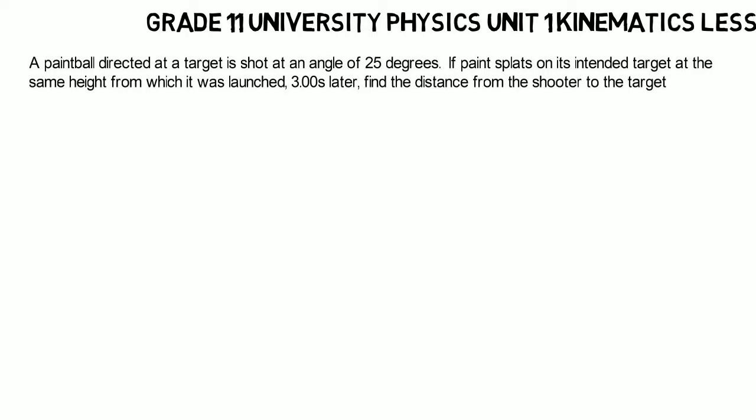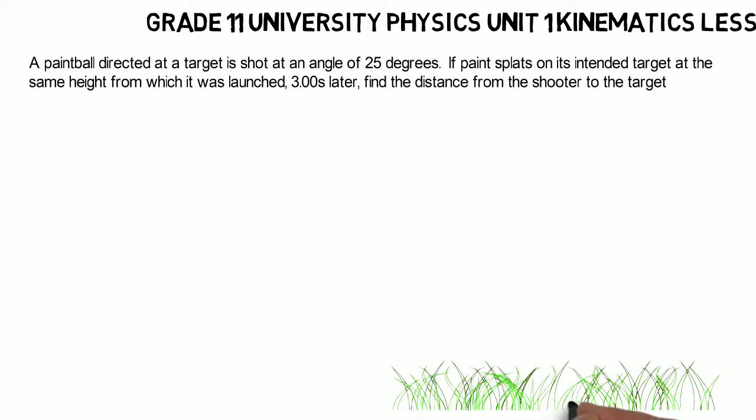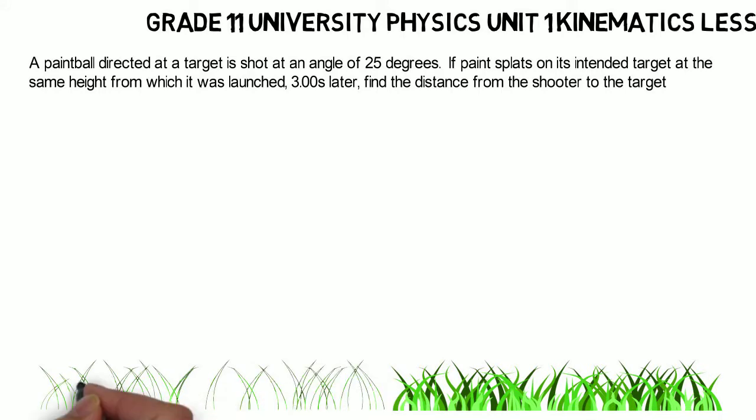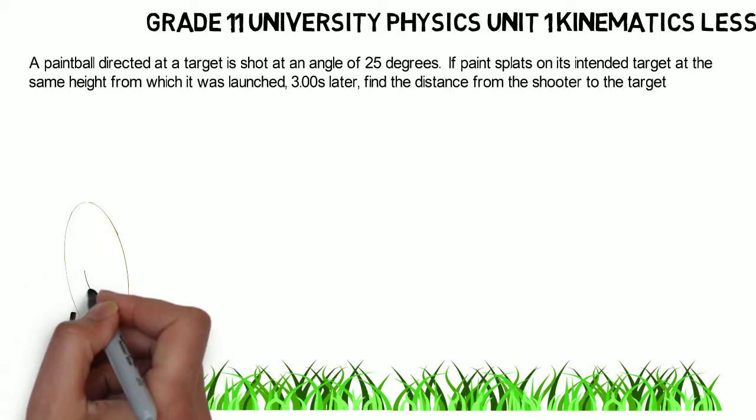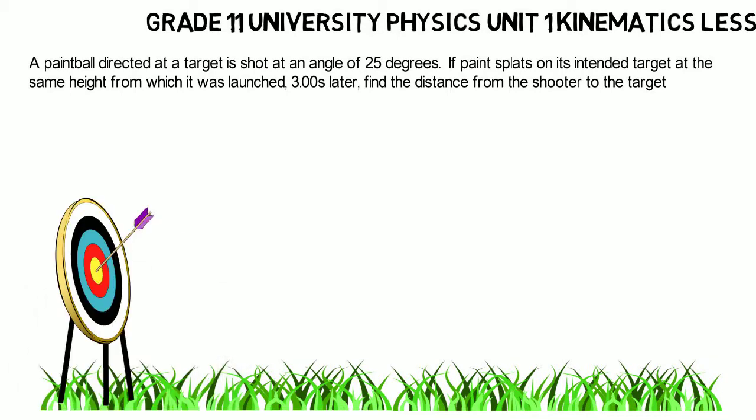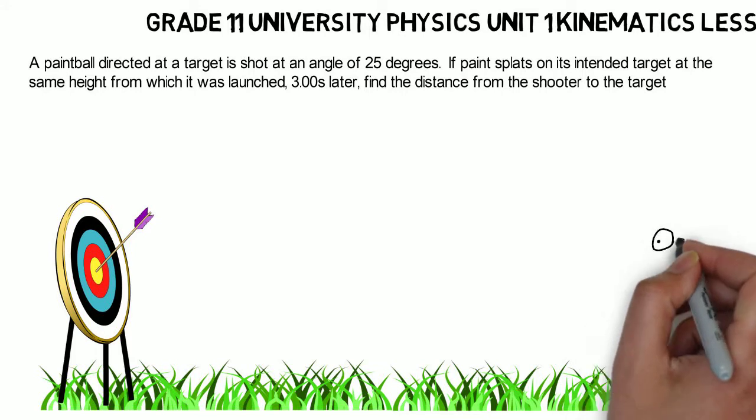Here's the question. A paintball directed at a target is shot at an angle of 25 degrees. If paint splats on its intended target at the same height from which it was launched 3 seconds later, find the distance from the shooter to the target.